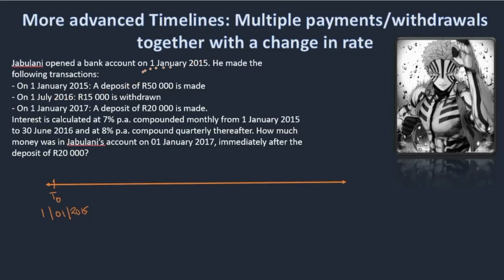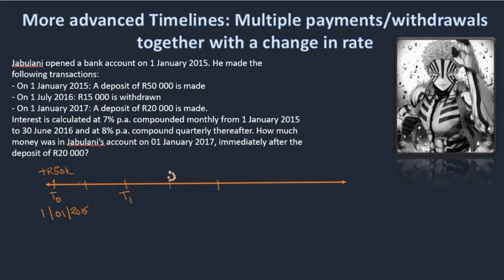Right? He made the following transactions. On 1 January, he deposited 50k. So here I have plus 50k, right? And then on 1 July 2016. Oh, that's far, right? So that's T0, that's year number 1. And then let's put 6 months here, end of year number 1. So from here to here it's 6 months, from here to here it's 6 months, and again 6 months, 6 months, 6 months.